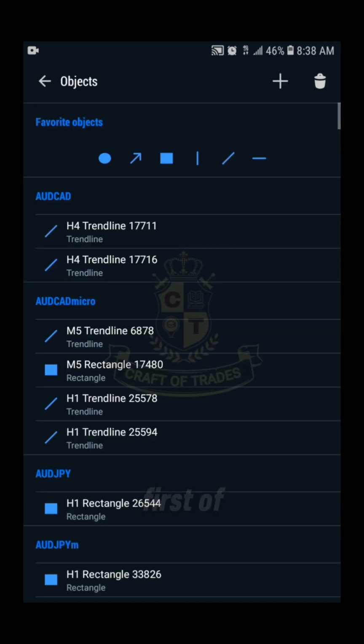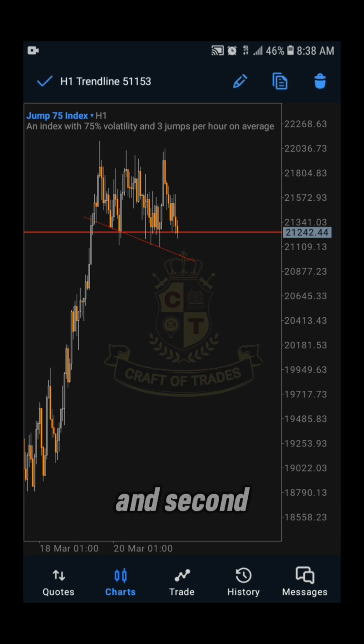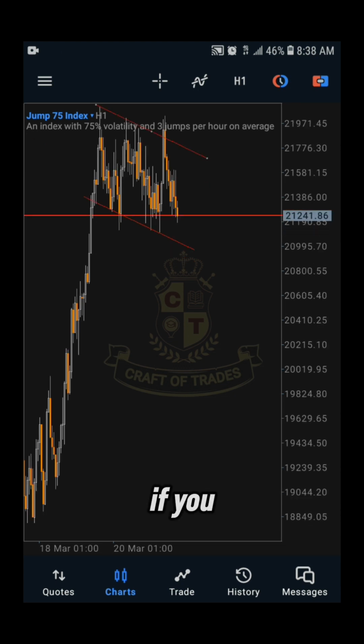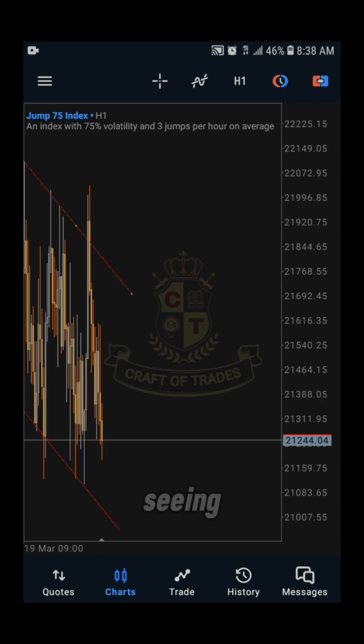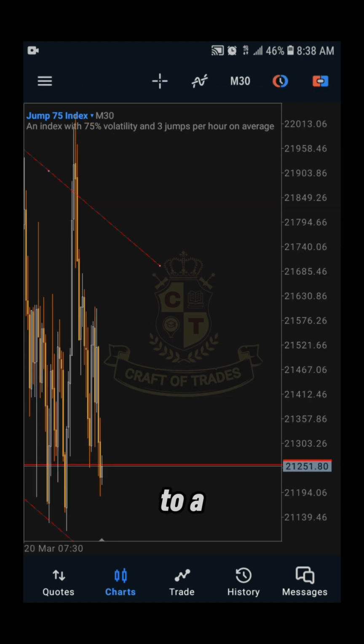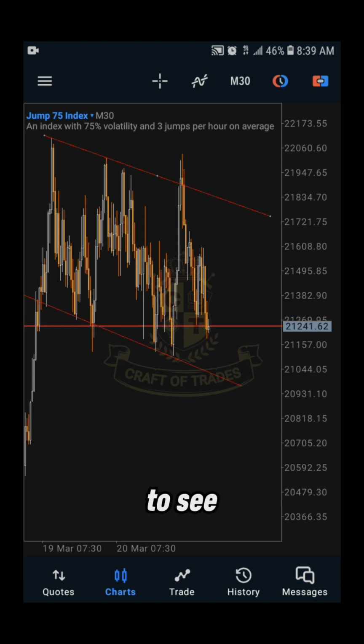First of all, you draw your trend lines correctly using the wicks, and second of all, you draw your resistance level, your resistance area. If you're not seeing everything very well, you come to a 30-minute. If you're using a 1 day, you come to a 4-hour time frame to see the potential moves and to draw your wicks correctly.